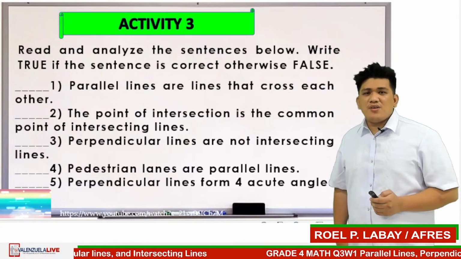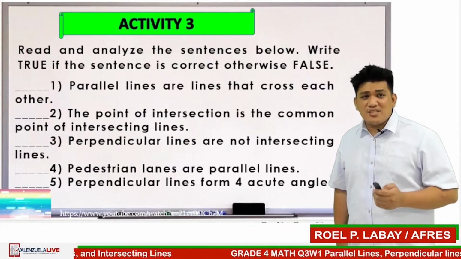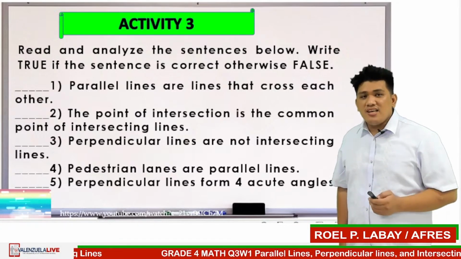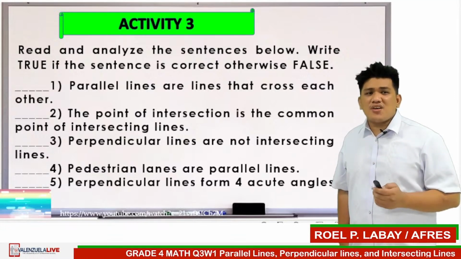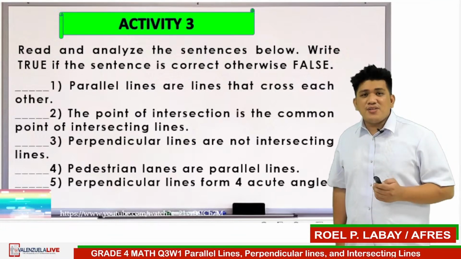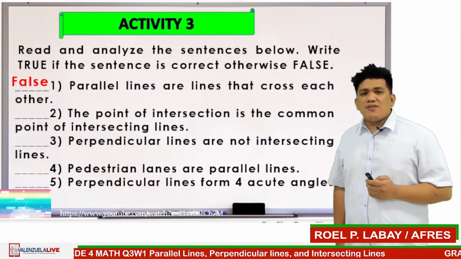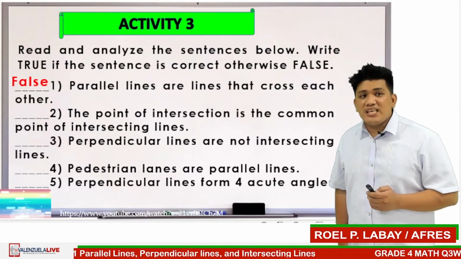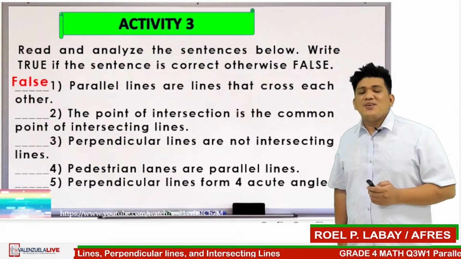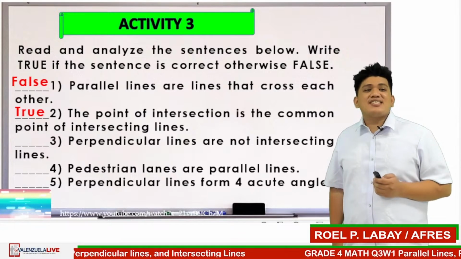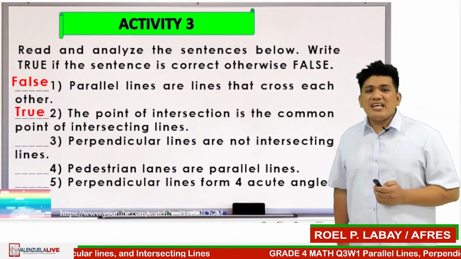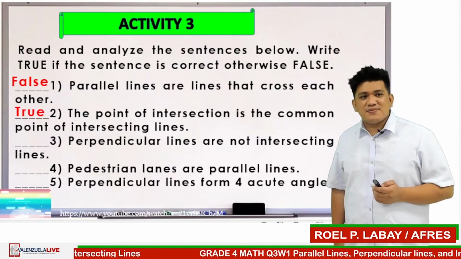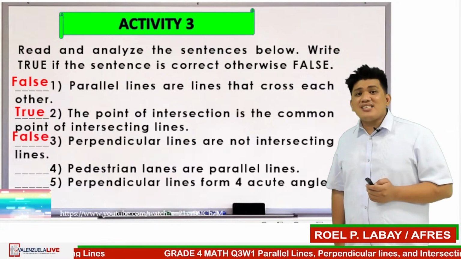So we were asked to read and analyze the sentences below. You will write true if the sentence is correct, otherwise false. The first one, parallel lines are lines that cross each other. Very good. False. How about number 2? The point of intersection is the common point of intersecting lines. Very good. The answer is true. How about number 3? Perpendicular lines are not intersecting lines. Very good. The answer is false.